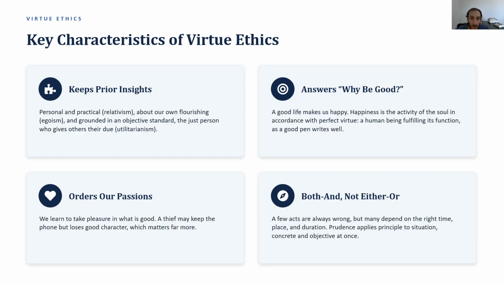And so ultimately, the goal in virtue ethics is to align our emotions and feelings so that we take pleasure in the things that are good for us and are pained by the things that are bad for us.